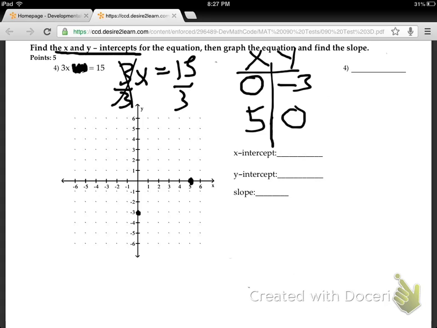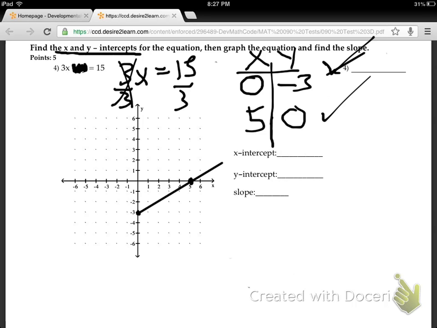I'm going to extend it a bit. Well, I better put it on here. And there we go. And it goes on forever, left and right, up and down. So that's it. I've just graphed that by finding the intercepts, the y-intercept and the x-intercept. Now remember which is which. Which is the y-intercept, which is the x-intercept.